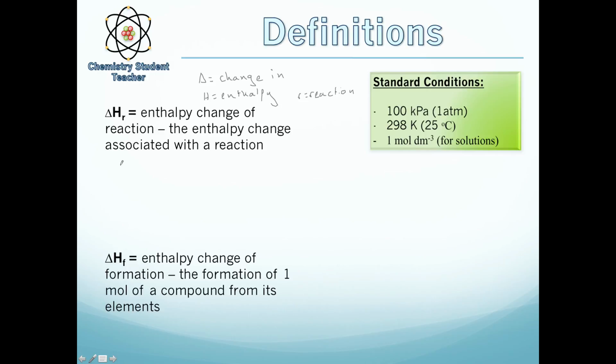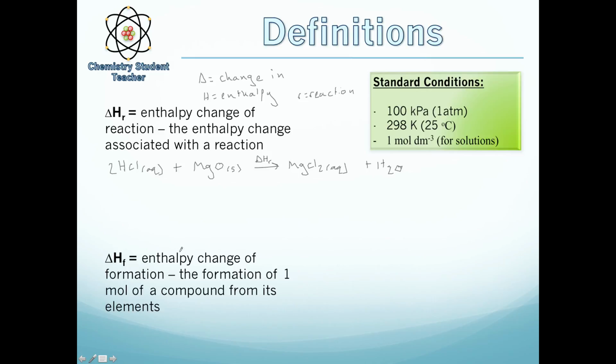So, for example, you could have hydrochloric acid reacting with magnesium oxide, and that would go to magnesium chloride and water. Now, this reaction here will have an enthalpy change related to that, as there's energy to break the bonds that goes in and energy to make new bonds that comes out. And because it's a reaction, it's delta H r.